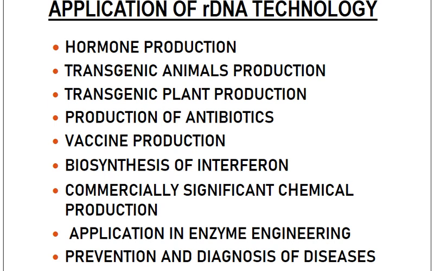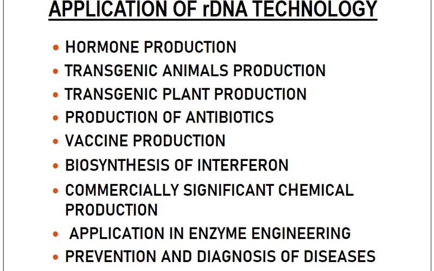Coming to the first application, that is hormone production. It helps in the production of rDNA products with the help of bacterial cells like E. coli, employing them for the fabrication of fine chemicals like somatostatin, insulin, somatotropin. Coming to the second application, that is transgenic animal production.